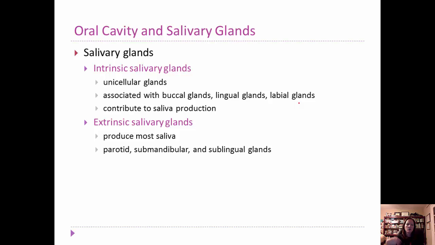And what they do is, since they're glands, they are going to secrete substances and contribute to saliva. You also have extrinsic salivary glands. This is where most of the saliva is going to be produced. So these are going to be the main ones: your parotid, your submandibular, and also your sublingual glands. And these are all named for where they're going to sit in the mouth.